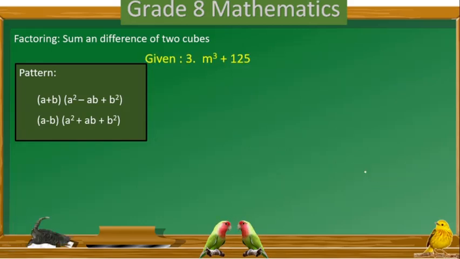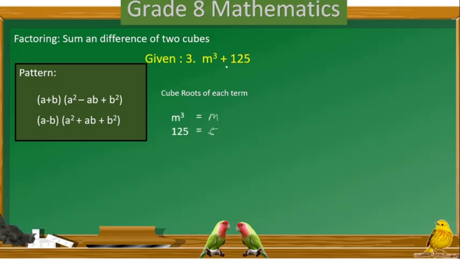Okay, next number, m cubed plus 125. Simply find the cube root of each. The cube root of m cubed is m, and the cube root of 125 is 5. Then what pattern is to be used? This one, positive, so this is the pattern to be used.